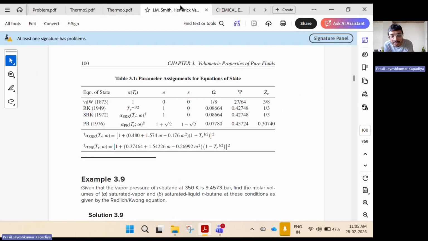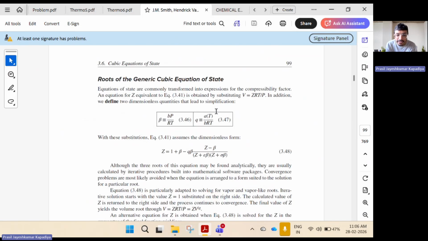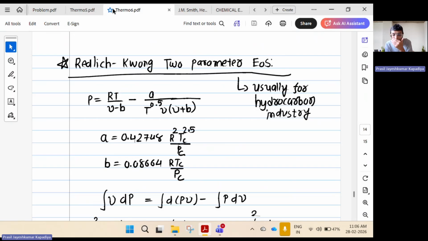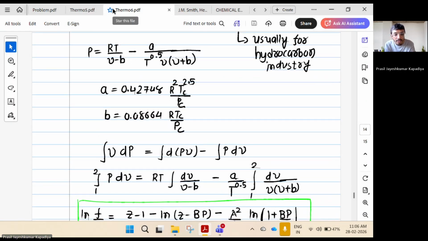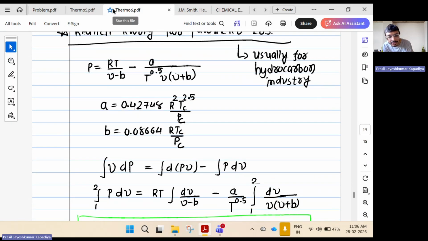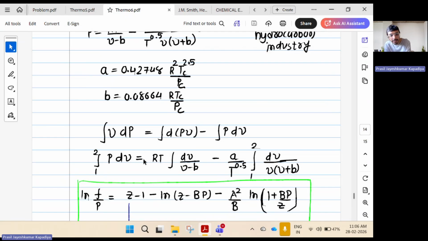It is here like this. B is my 0.08664 RTC by PC. So we write it down: what will be my VdP? VdP will be equal to the differential of PV minus the integral of PdV. What is going to happen if I expand it? It is PdV plus VdP minus PdV. So the PdV term is additional, that is what I am removing. So this equation holds true.